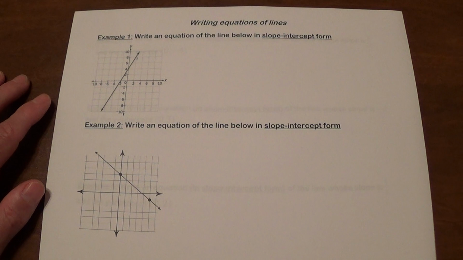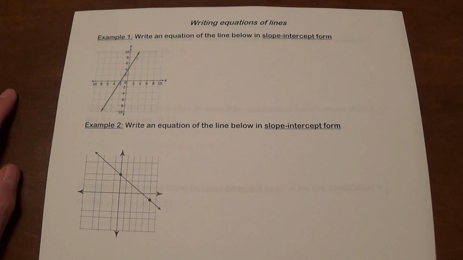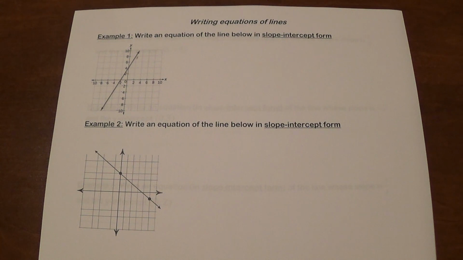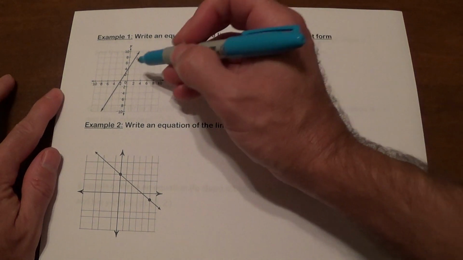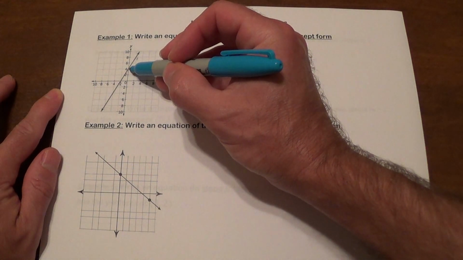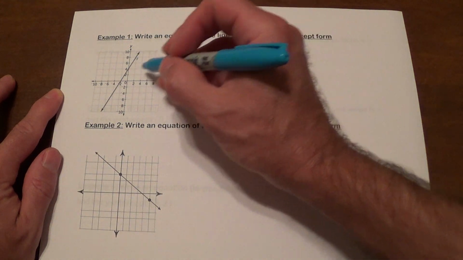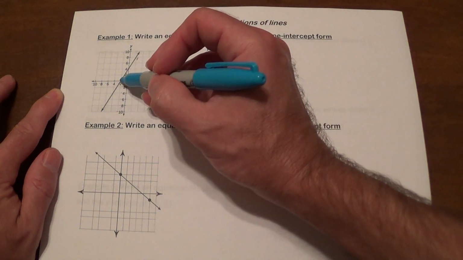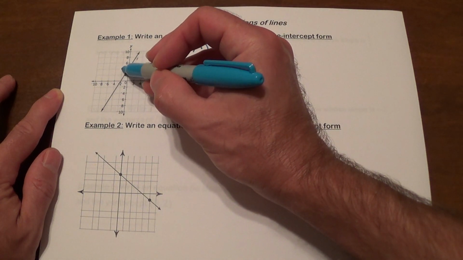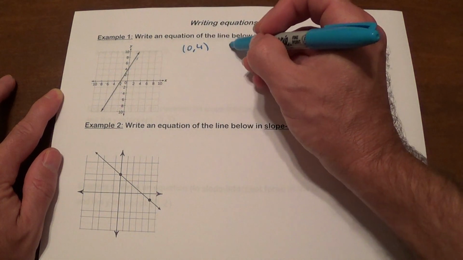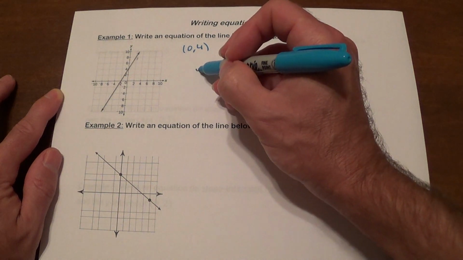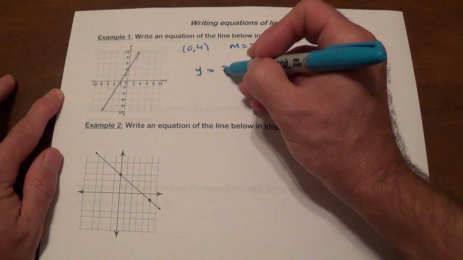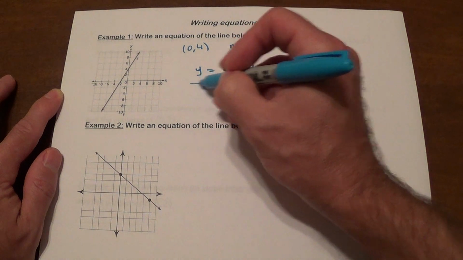So let's start with a simple example. This is where we have to write an equation of a line using slope-intercept form, and the graph is given to us. So what can we gather from this graph? This graph crosses the y-axis at 4, so the y-intercept is 0, 4. We can see that the slope of this line is going to be 2 over 1, which is 2. So the slope is 2. And the equation is going to be y equals 2x plus 4. And we're done.